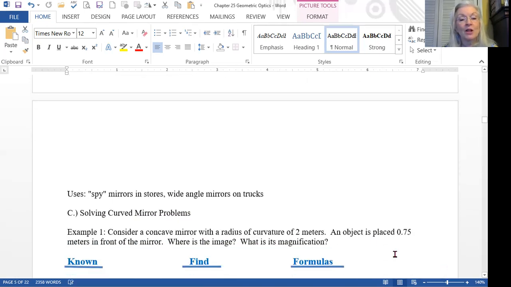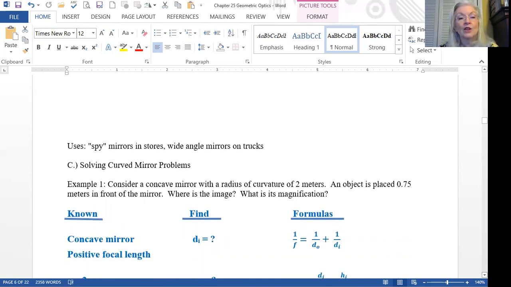Look at the back of the mirror. Some uses for these. Well, the mirrors you see in convenience stores are these kinds of mirrors, the ones they have stuck up in the corner to give them a wide angle view of what's going on. The wide angle mirrors that you sometimes see on trucks are shaped like this, or you can even buy them to stick on your outside mirrors on your car if you want to.